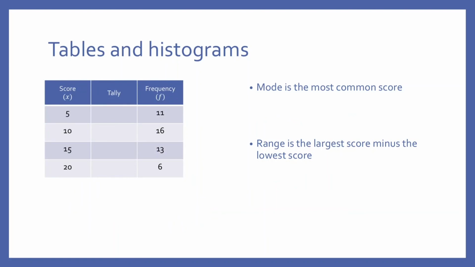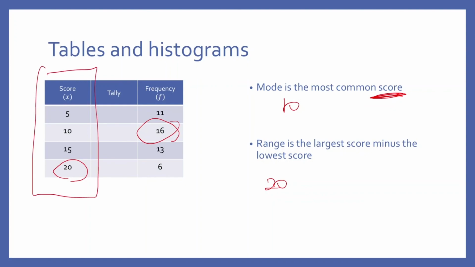Last example. Most common is 16, so the score is 10. So we're worried about the score, not the frequency. The range is the largest score minus the lowest. The largest score is 20. Look in the score column, not the frequency column. Lowest is 5. Range is 15.